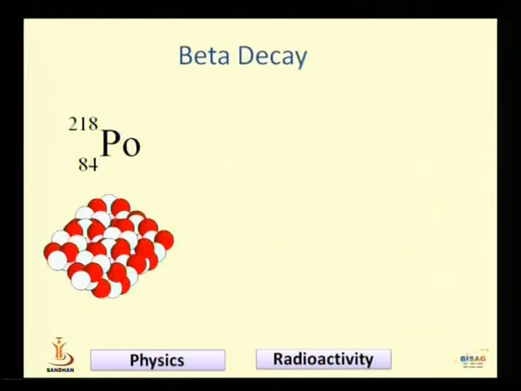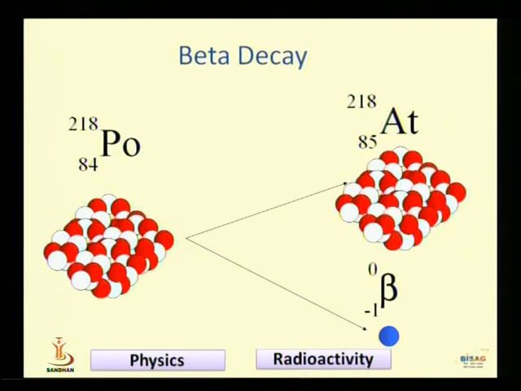See the example of beta decay. Suppose you have a polonium atom which has atomic number 84, Z equal to 84. When the beta decay occurs, it will give us astatine, which has atomic number 85, and 218 is the mass number. So you can see that because of the beta decay, there is a change in the atomic number of the parent nuclei and daughter nuclei, but the mass number 218, capital A, still remains the same.